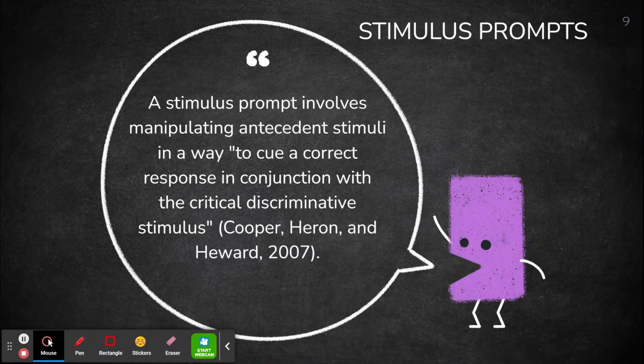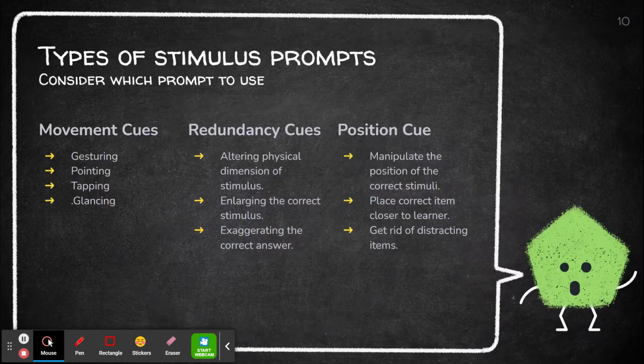And we want them to cue a correct response because we really want our learner to come in contact with reinforcement quickly. We want to set them up for success. There's a couple different types of stimulus prompts. So let's consider which one we should use, right? Do we want to use a movement cue, a redundancy cue, or a position cue?